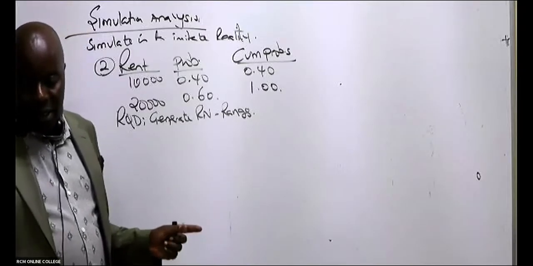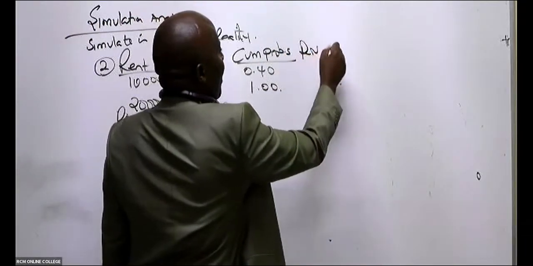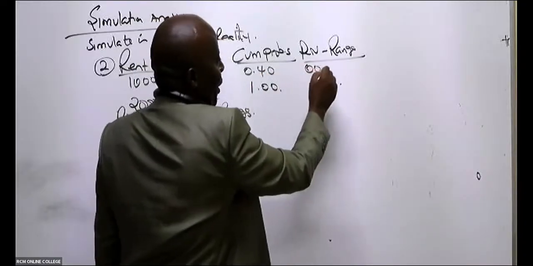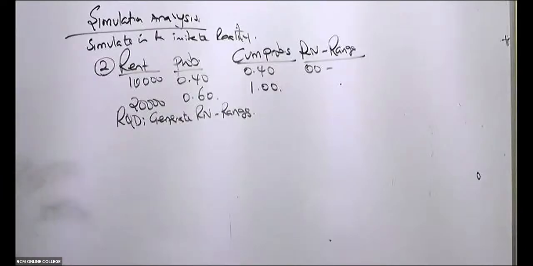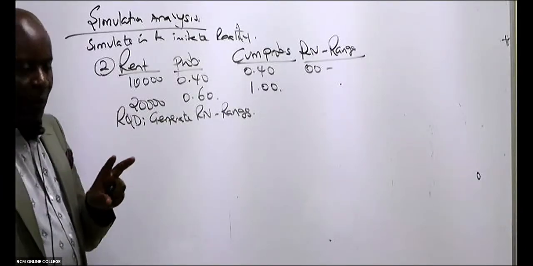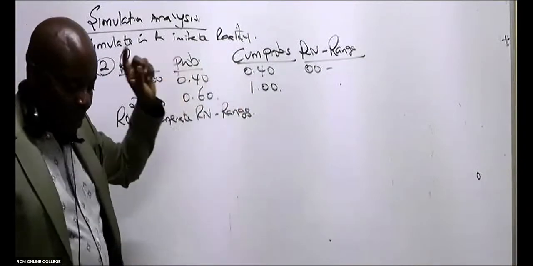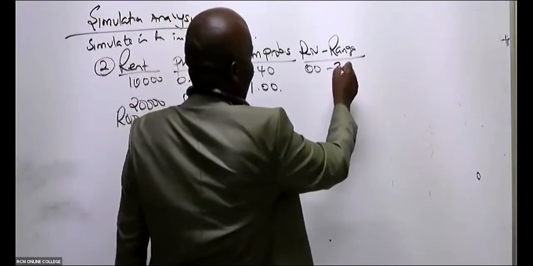Then could you kindly go ahead and define the random number ranges for me? Remember, because there are 2 decimal places, I use 2 digits. So 00 all the way up to 40 minus 1, because I read this as if it's 40, not 4. So 40 minus 1 gives me 39, isn't it? So that gives me 39.